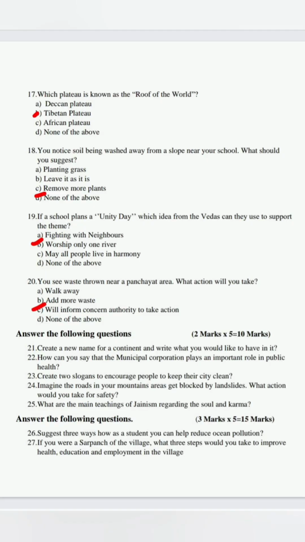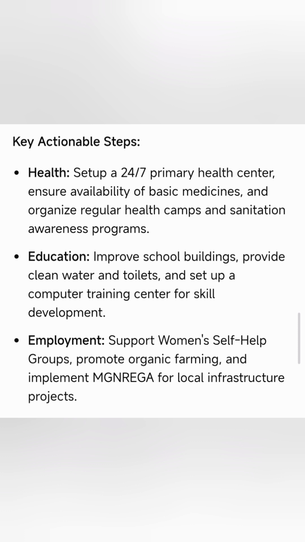Question number 27. If you were a sarpanch of the village, what 3 steps would you take to improve health, education and employment in the village? Key actionable steps. Health. Set up a 24/7 primary health center, ensure availability of basic medicines and organize regular health camps and sanitation awareness programs.